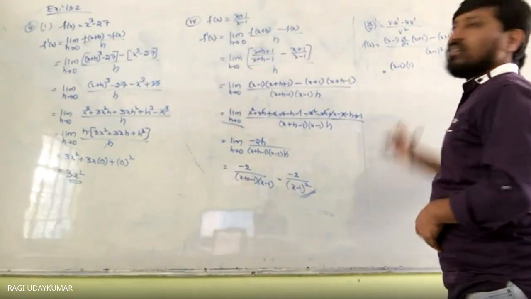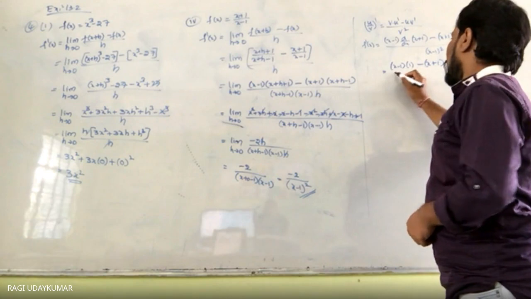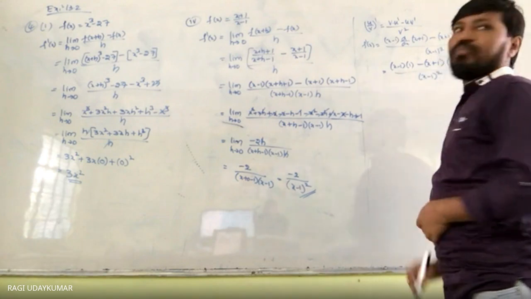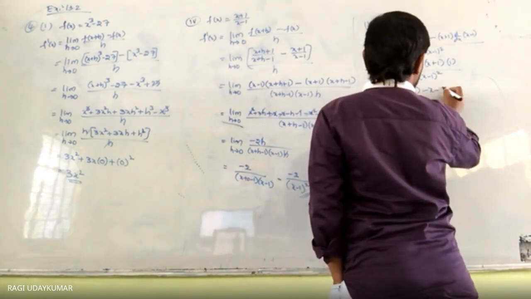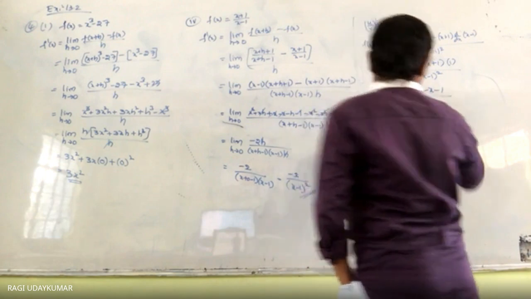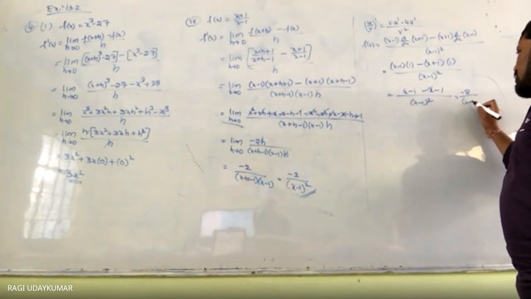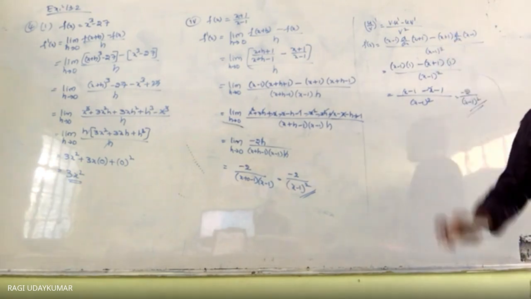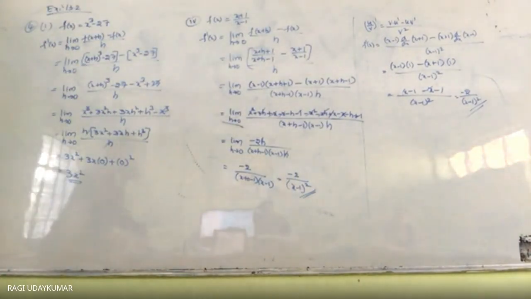This derivative is 1, minus x plus 1. The derivative of this one is 1, by x minus 1 whole square. So what do you get here? X minus 1 minus x minus 1, over x minus 1 whole square. So x will cancel, and we have minus 2 by x minus 1 whole square. This is without using the first principle. Suppose the question specifically says to find the solution using the first principle, then you can do it like that. Okay?